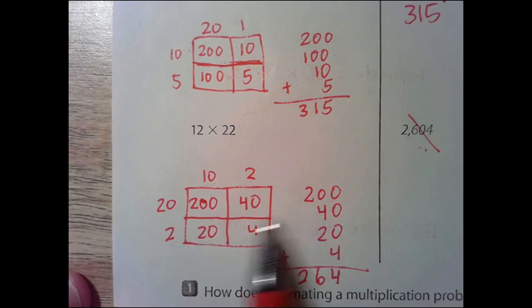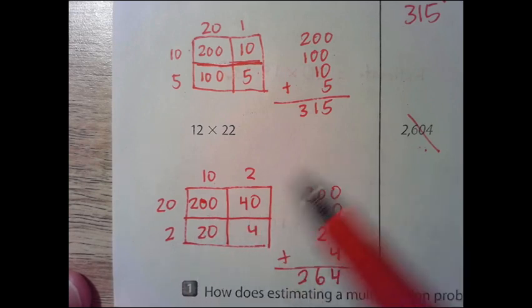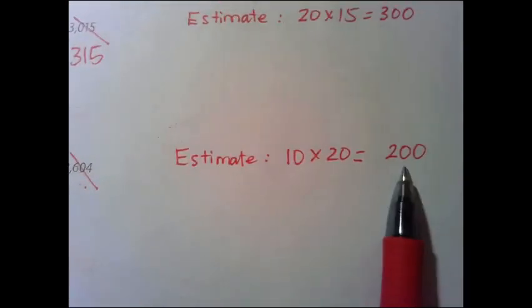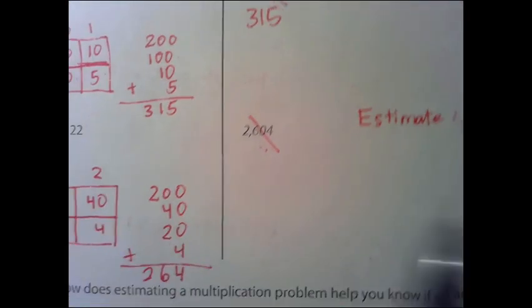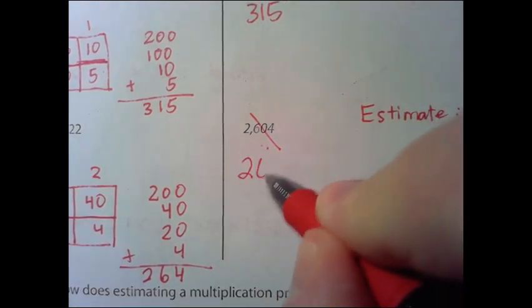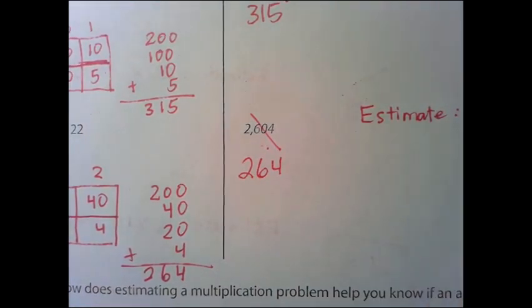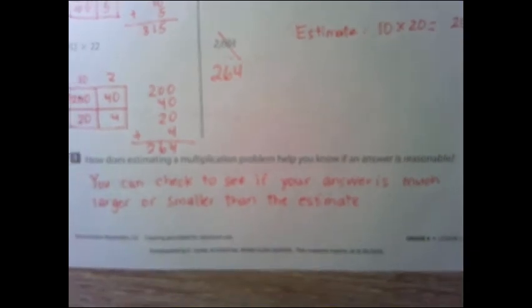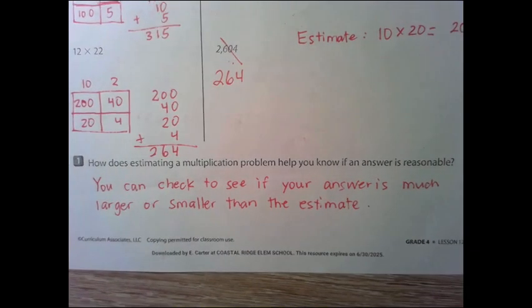Then you add all your partial products, so 200, 40, 20, 4. When you add that all together, you get 264, which again is much closer to the estimate of 200 rather than 2,000. So the actual answer here is 264. Now, the one down here, let me zoom in, I should say focus, there we go.